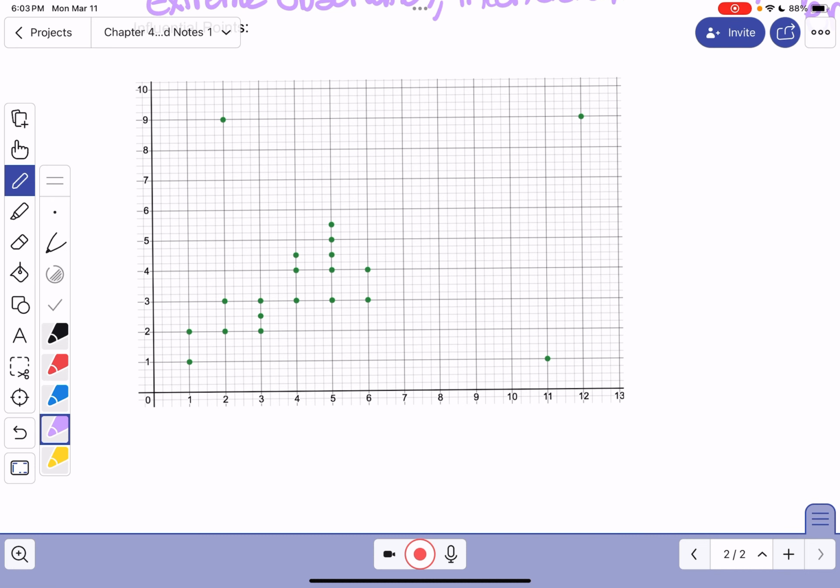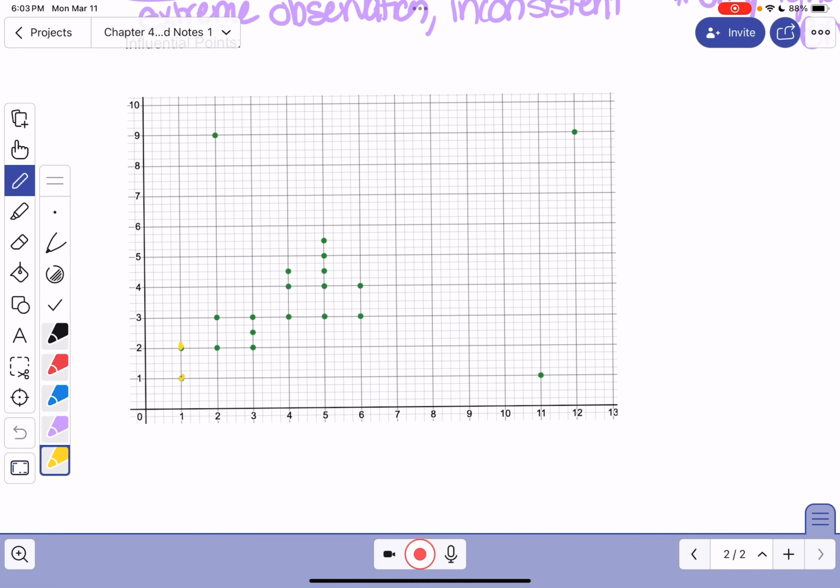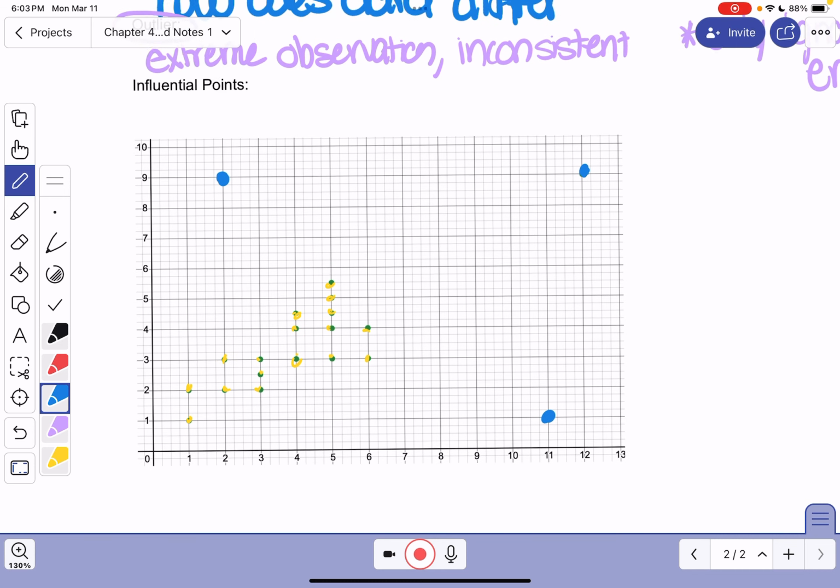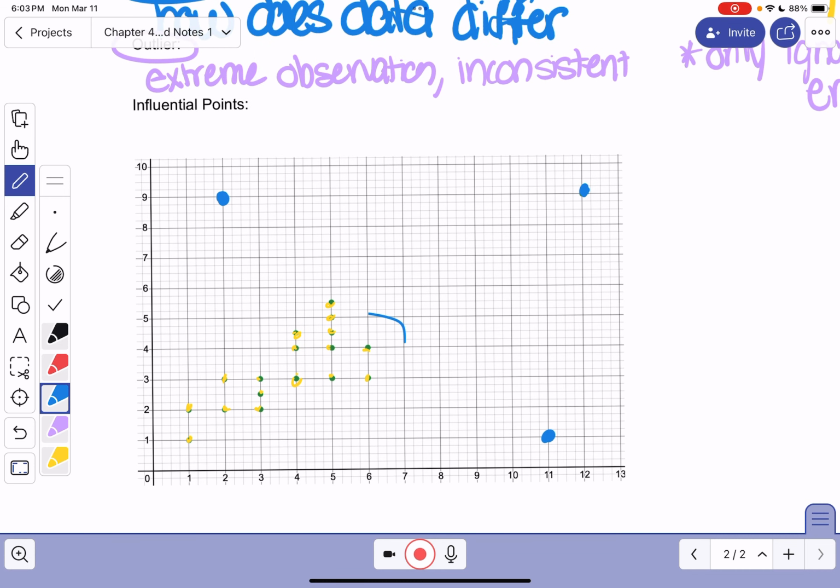So these points here are all our data. All these little green points that I'm turning yellow are different data points. And then we have these 3 blue ones that are far away from the data. Those are all outliers. All 3 of those. They're inconsistent with this group of data here.